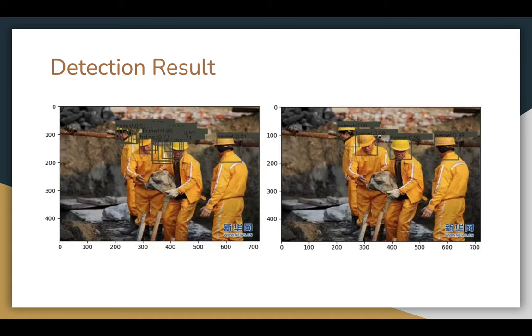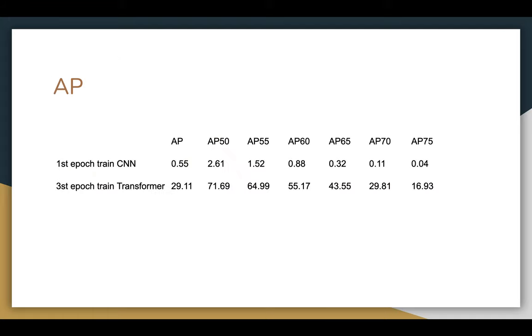The left figure represents the model's performance after one epoch of training, while the right one represents the one after three epochs. The last slide shows the average precision results of different training phases. Our model achieves about 70% average precision after three epochs of training.